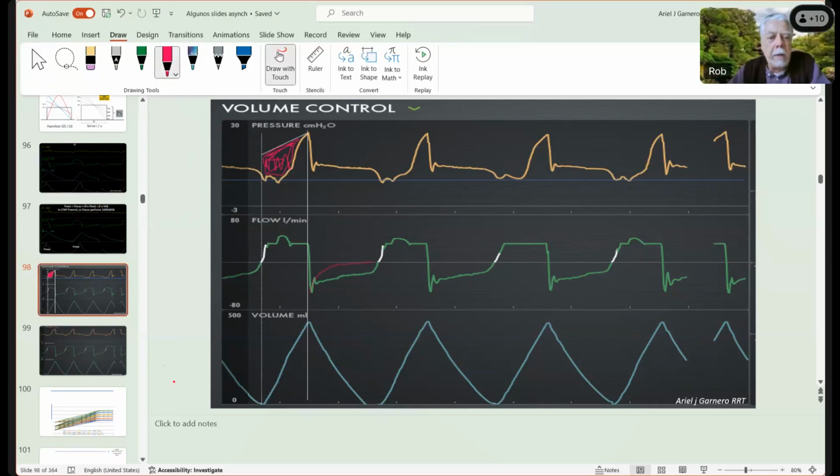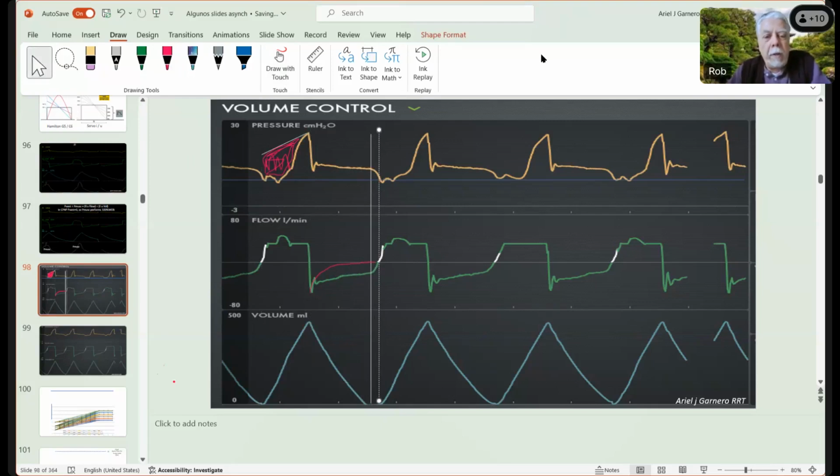So that's what we'd expect to see if they had a normal time constant or a short time constant. I think this patient has a long time constant. And right where the white line is right now, that's where the patient makes his inspiratory effort, because you see an abrupt change in the expiratory flow. The only way that's going to happen is if the patient makes an inspiratory effort.